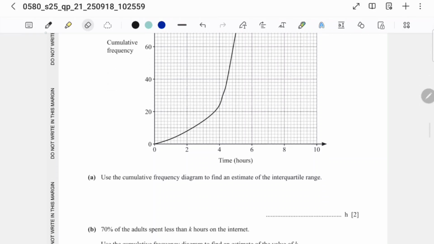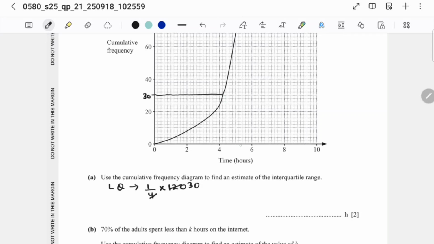So first we find out the lower quartile. The lower quartile is at the quarter of 120, and that is equal to 30. So at the 30th frequency, what is the x value coming? What is the time? Just use this 30 and draw the line and find out where it's intersecting.